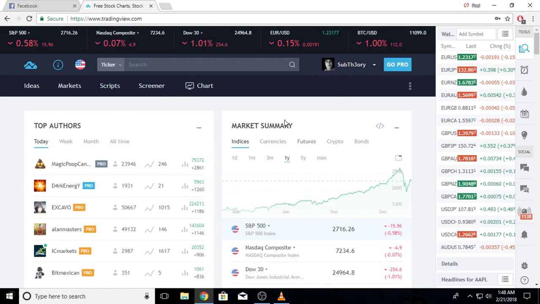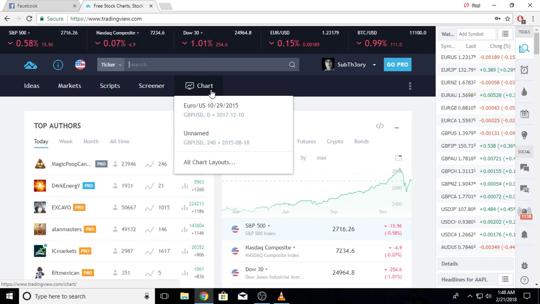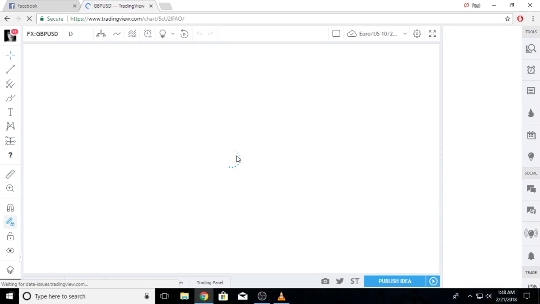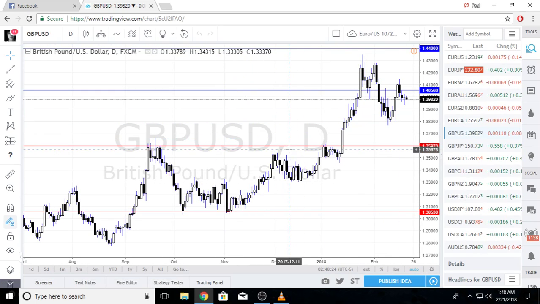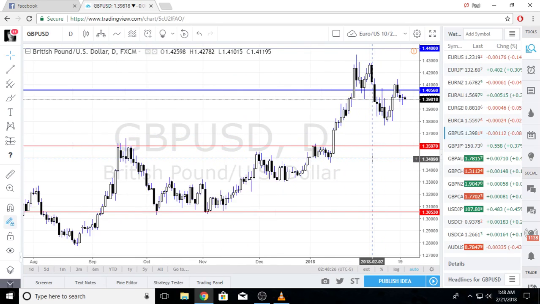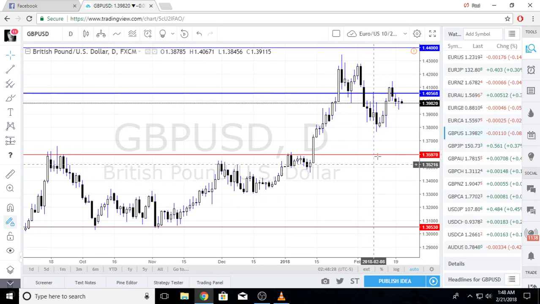So basically you'll come up to this page. It's just going to have market summaries. You can basically ignore all this. The first thing you usually do when you get here is go to the chart. I have two charts set up. I call this one the Euro US dollar. I should have just named it chart 1 or something, because really it's not going to have just the Euro US dollar. So anyway, here's where you have the chart.